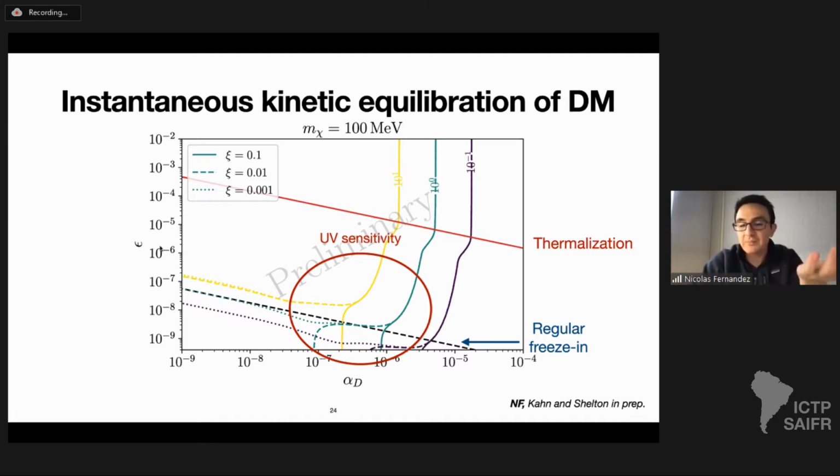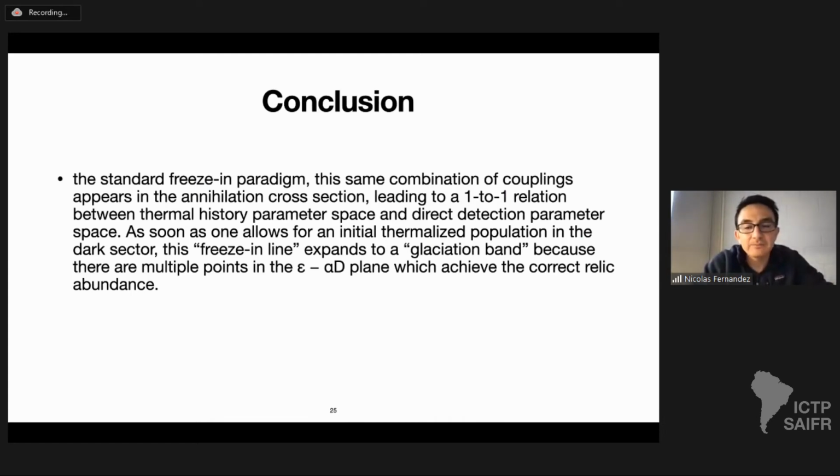So that's the main conclusion that I want to leave: if you assume that there is a hidden or pre-existing population, there is some parameter space where this one-to-one correspondence between the milli-charge and the parameters epsilon and alpha dark is no longer true, and the freezing line expands to a glaciation band. By the way, I didn't explain the meaning of glaciation, but if you look at the picture in my first slide, it is because you are freezing in over an existing population, so it's like snowing over snow, which is glaciation.